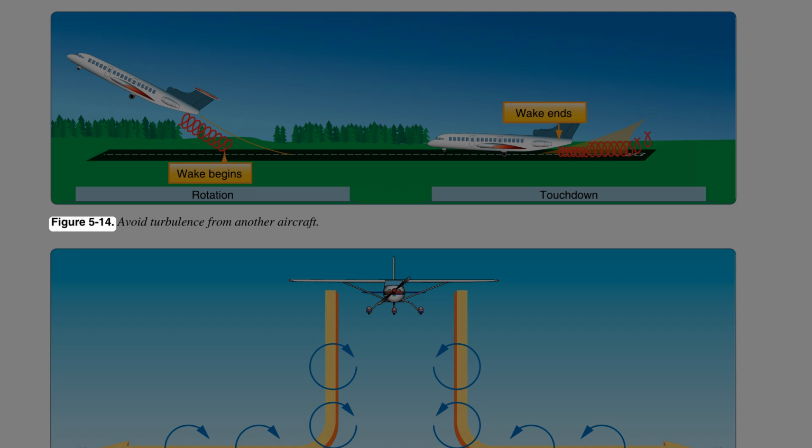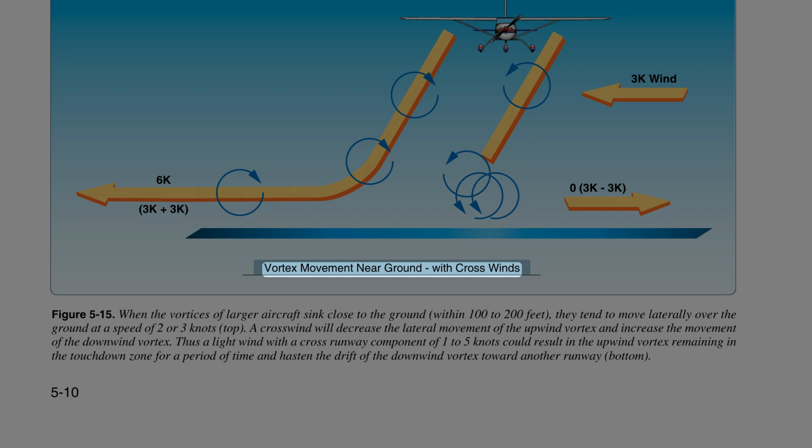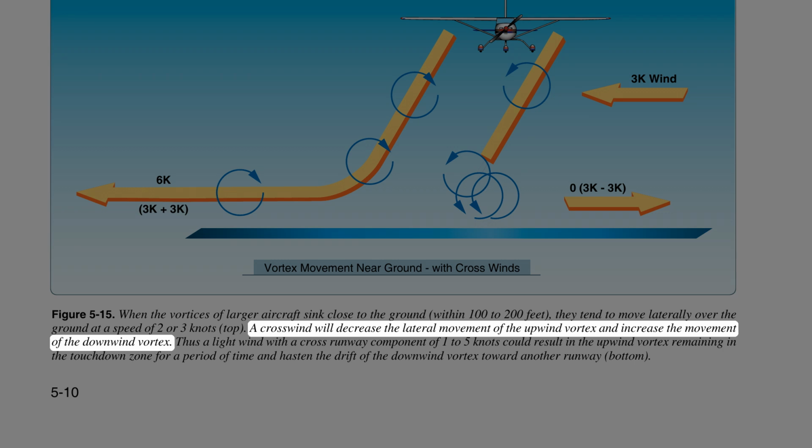Figure 5-14. Avoid turbulence from another aircraft. Vortex movement near ground, with crosswinds. Figure 5-15. When the vortices of larger aircraft sink close to the ground, within 100 to 200 feet, they tend to move laterally over the ground at a speed of 2 or 3 knots. A crosswind will decrease the lateral movement of the upwind vortex and increase the movement of the downwind vortex.